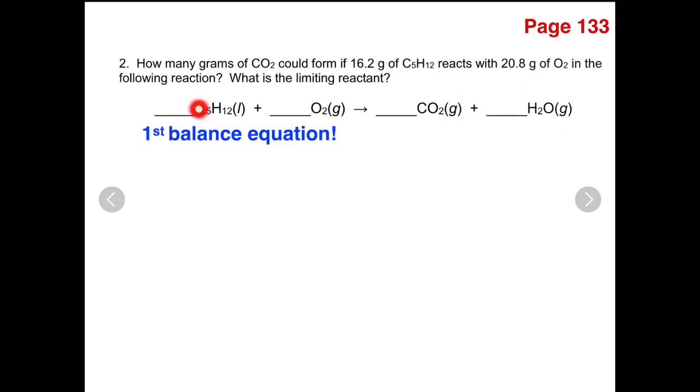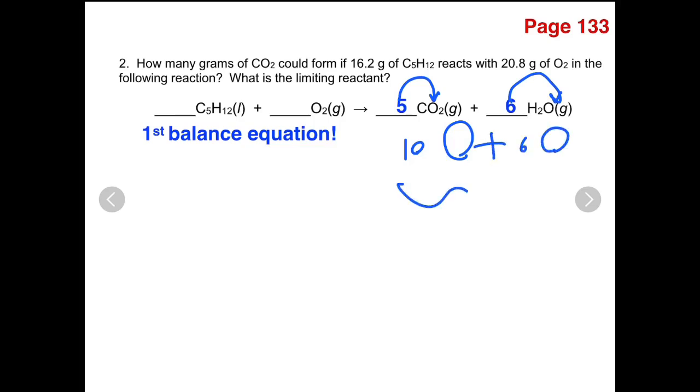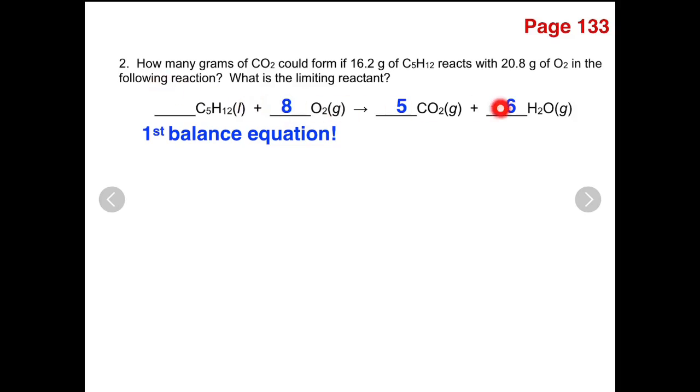That means you can go with either carbon or hydrogen first. I'm just going to go with carbon. We have 5 carbon here, so I'm going to add 5 in front of carbon dioxide. Now we have 5 carbon. We have 12 hydrogen, so I'm going to add 6 for this. Now we have 12 hydrogen. 5 times 2 for oxygen is 10, and 6 water is 6 oxygen. Add these two together, and you have 16 oxygen total. So in order to make this 16, you need a coefficient of 8 in front of the oxygen. Now this equation is balanced.